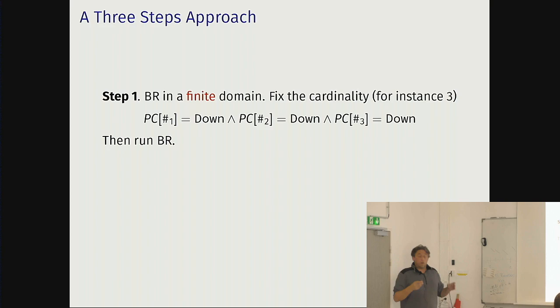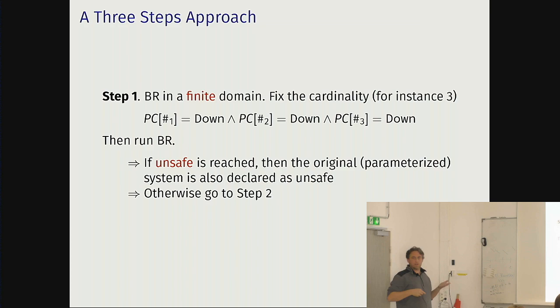This is finite, then you can run Cubicle on this finite property. You run the backward reachability of Cubicle using SMT and so on. Of course, if the backward reachability said that this finite formula describes a bad state, then the whole problem is unsafe, so no problem. Otherwise, we go to step two.